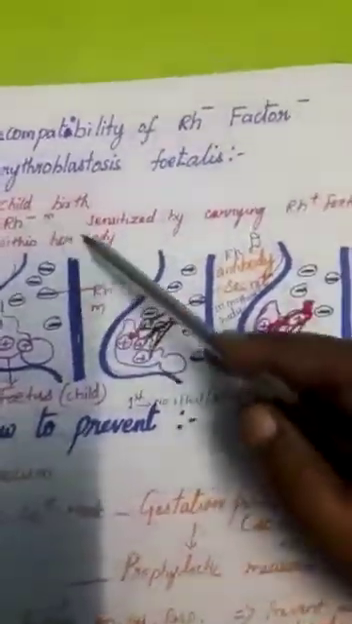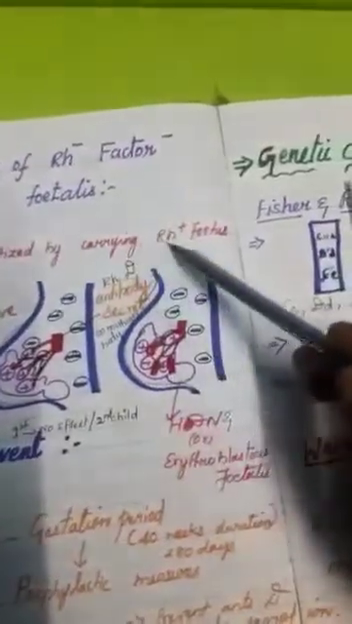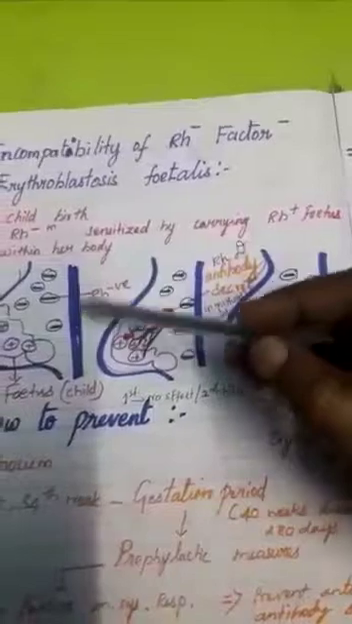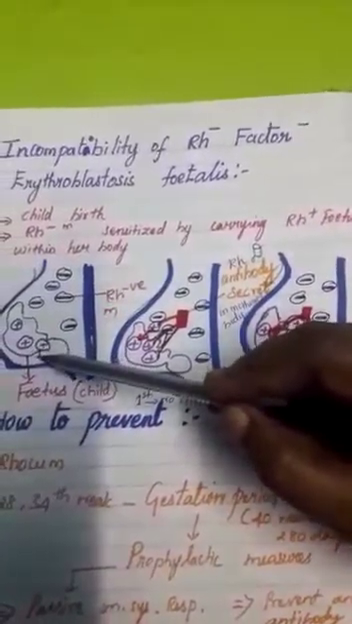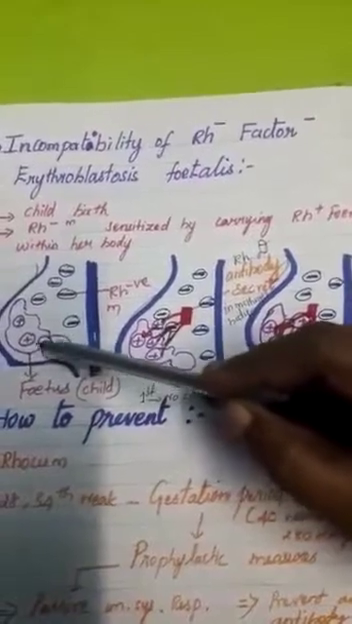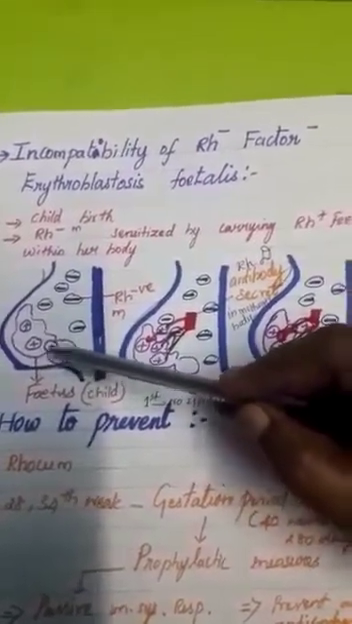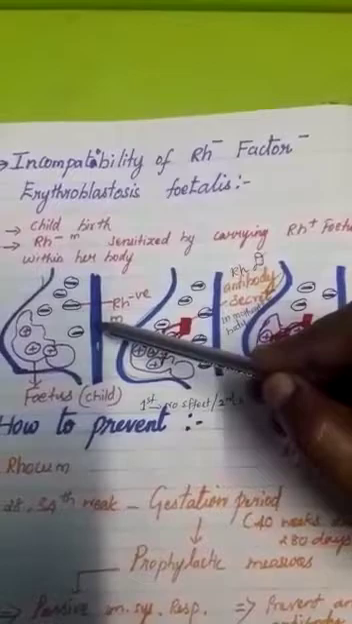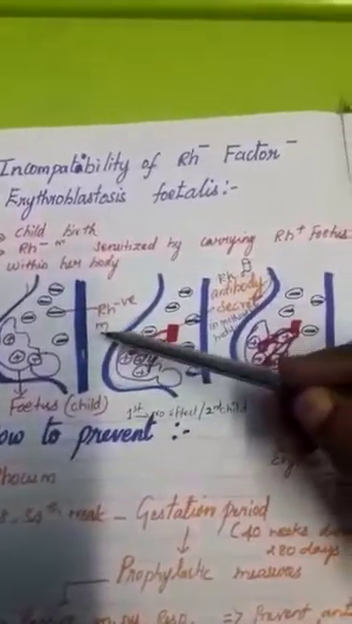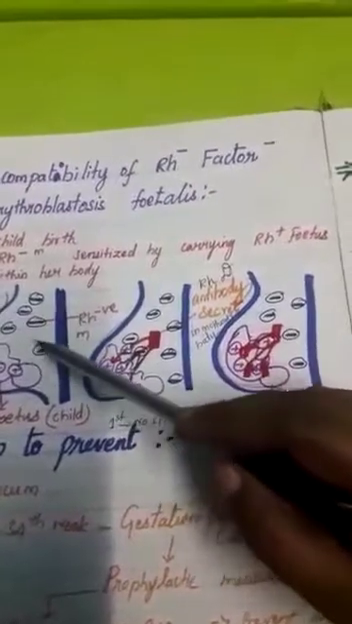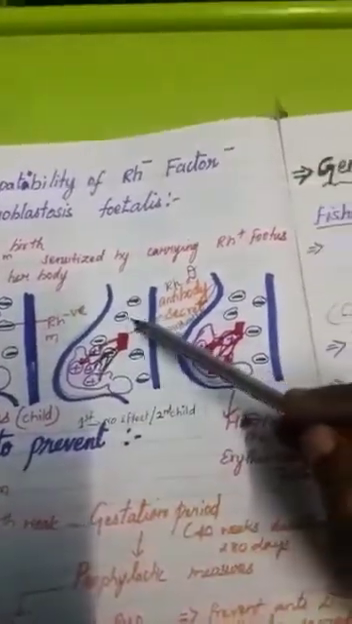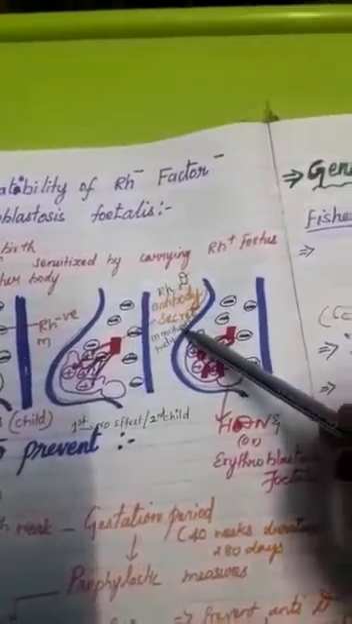The Rh negative mother is sensitized by carrying an Rh positive fetus within her body. This diagram shows the Rh negative mother's body carrying the Rh positive fetus, with the inherited factor of the Rh positive fetus. It leads to diseases: jaundice, anemia, erythroblastosis fetalis. In this condition, the Rh negative mother's body gets sensitized and starts to secrete anti-RhD antibodies.